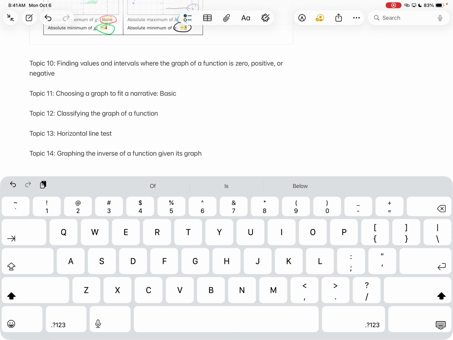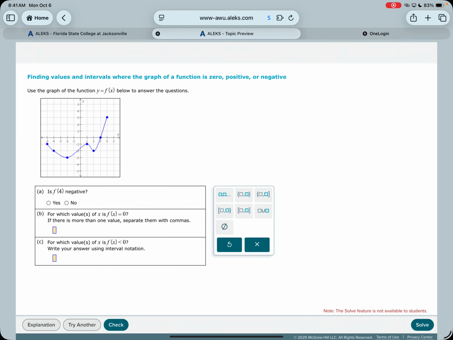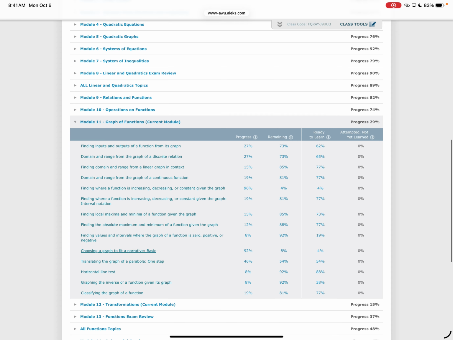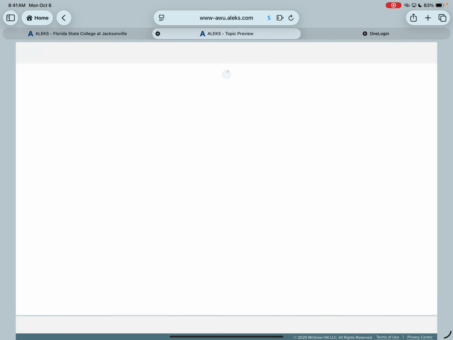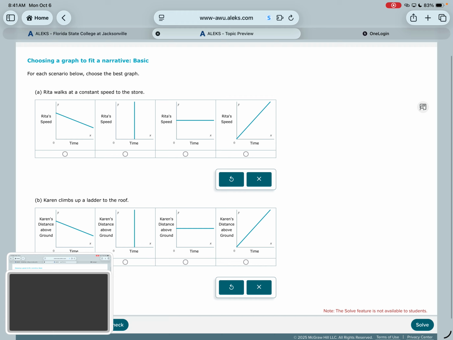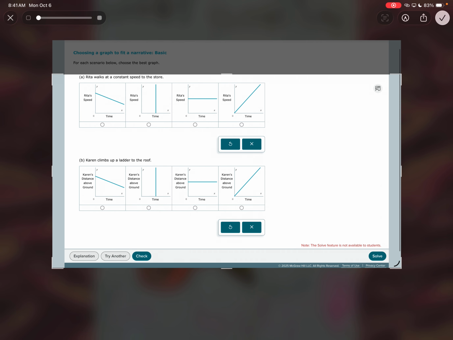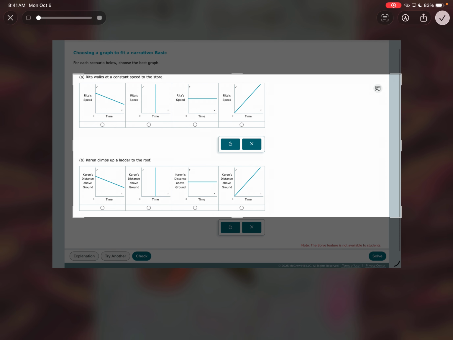So that one kind of puts together some of the different stuff, but positive and negative and identifying when a graph is there is useful in real life context. All right, choosing a graph to best fit the narrative. This one shouldn't be bad, but I've been trying to come up with examples on my own. This one kind of shows you the difference between constant, increasing, decreasing.